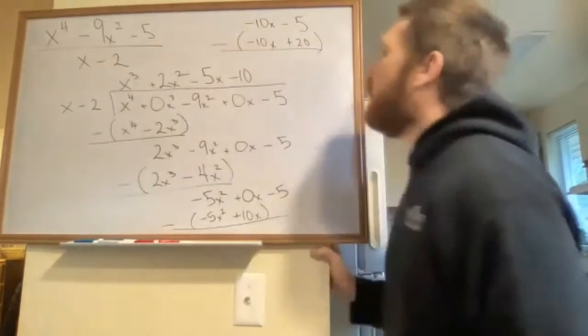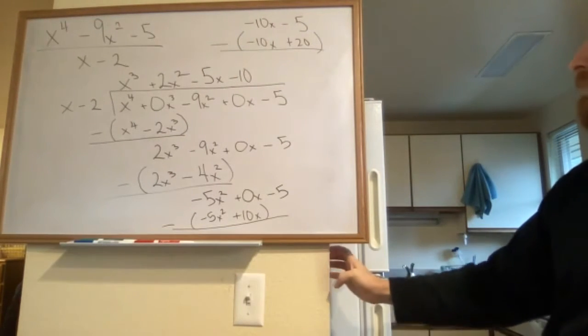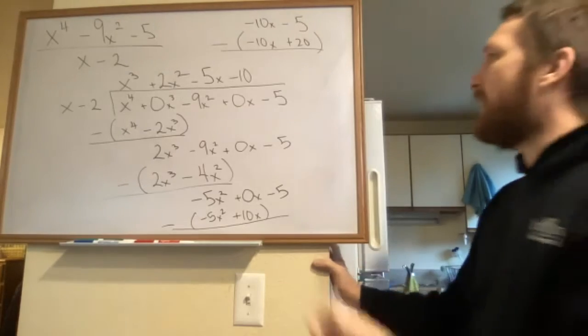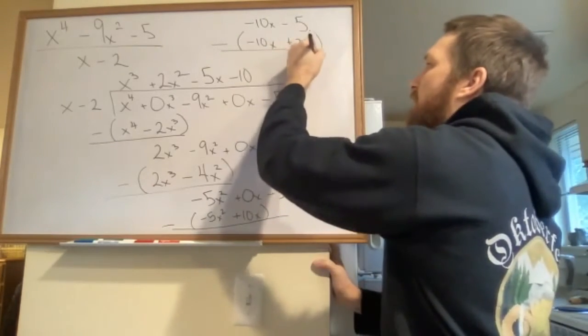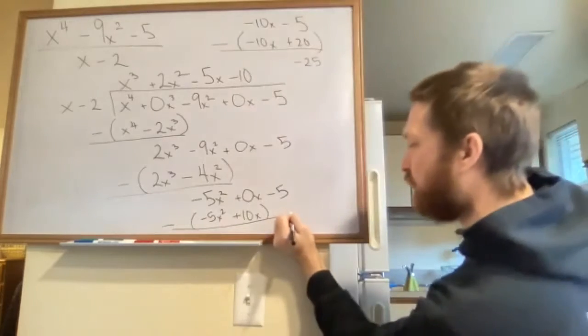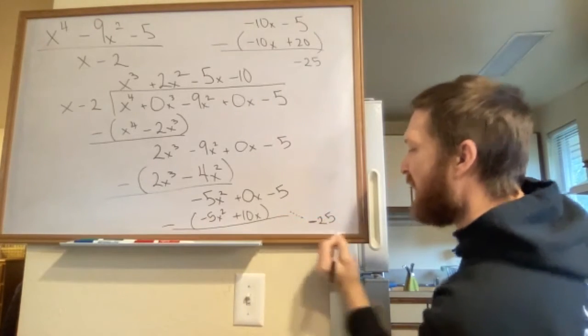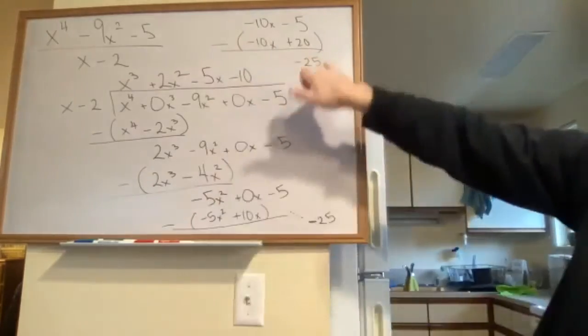Now I subtract it off and what do I get? You get a minus 25. Minus 25 is my remainder. So I'm going to actually get rid of this right here and just put that right down here. Minus 25 is the final remainder here.